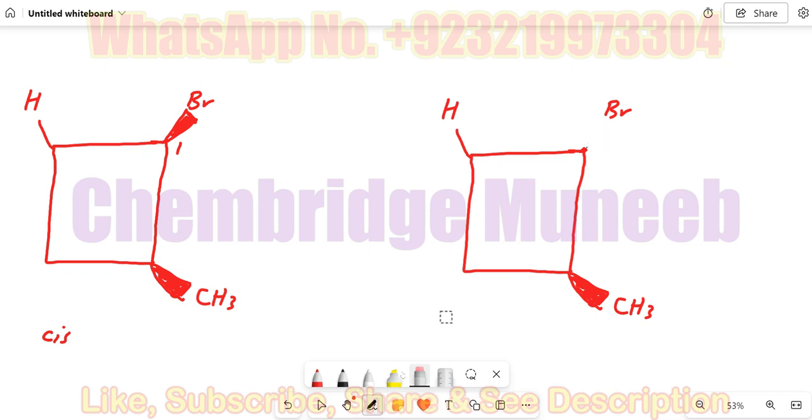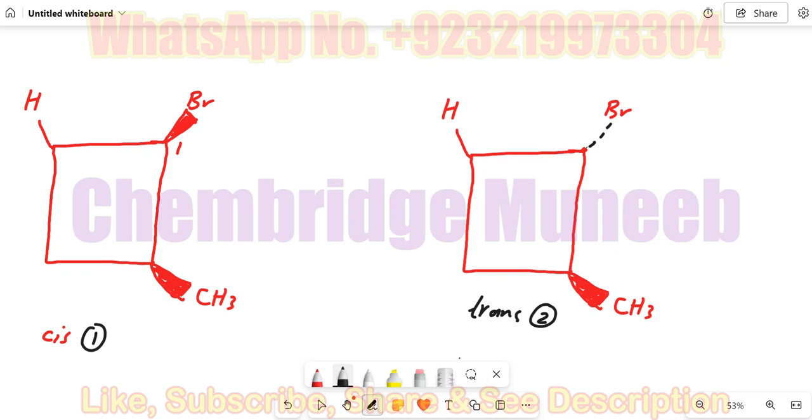When one bond is coming out of the plane and the other one is going into the plane, then this type of isomer will be considered as a trans isomer. Now this is the trans isomer, so now we have got two isomers here. This is the first one and this is the second one.